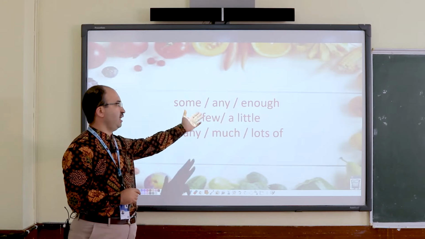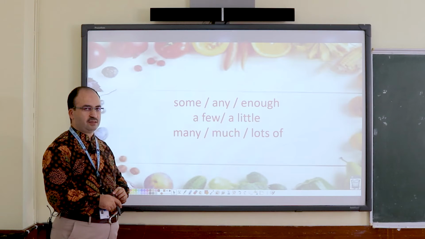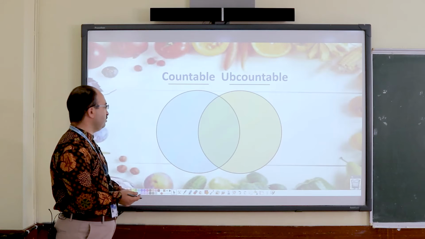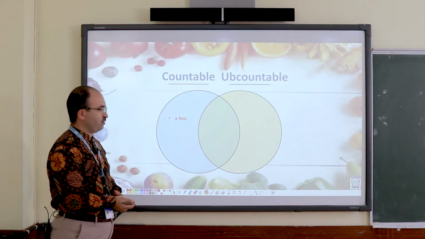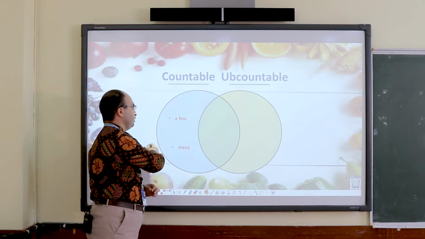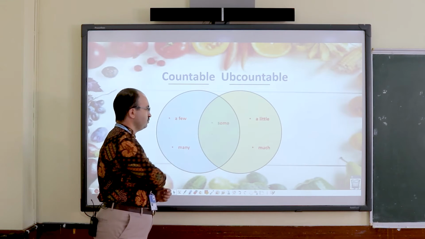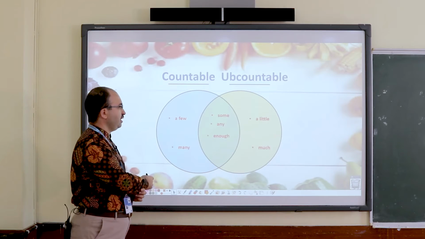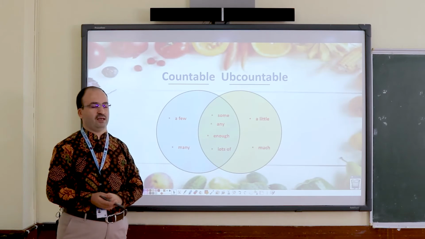Namely, we can say some, any, enough, a few, a little, many, much, and lots of. Which ones do we use with countables, which ones with uncountables? Let's have a look. Countable nouns on the left side and uncountables on the right. So a few we use with countable nouns, like a few tomatoes. And many also we use with countables, like many students. And on the other side with uncountables, a little, much, and in the middle for both of them, countable and uncountable: some, any, enough, and lots of. We can use the ones in the middle for both countables and uncountables.